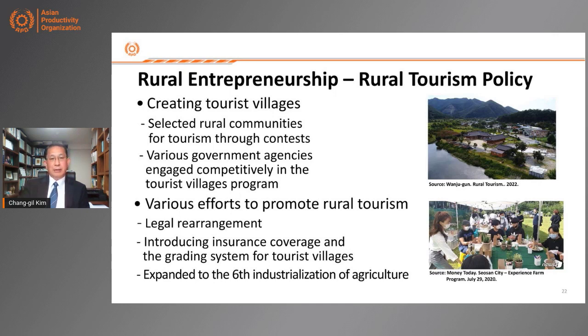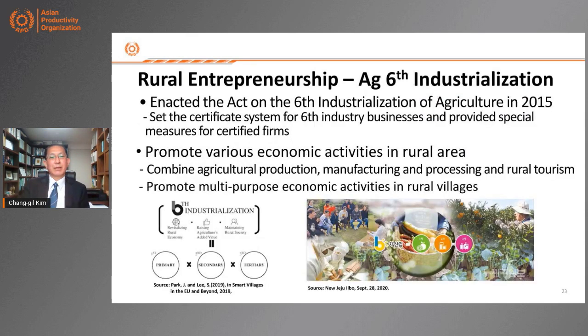And then this rural tourism policy, or rural tourism, expanded into the 6th industrialization of agriculture. I'll mention this part later. Rural entrepreneurship is agricultural 6th industrialization. Originally, 6th industrialization is a concept developed by some Tokyo University in the early 1990s.